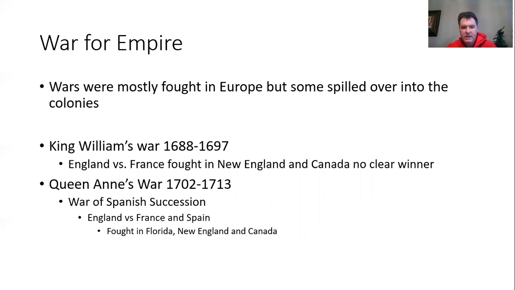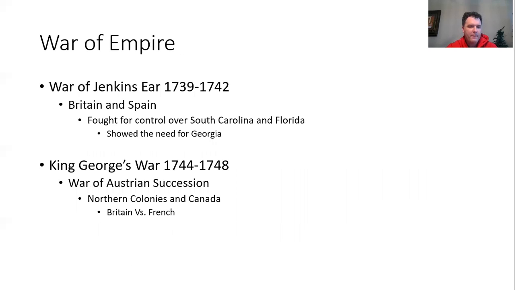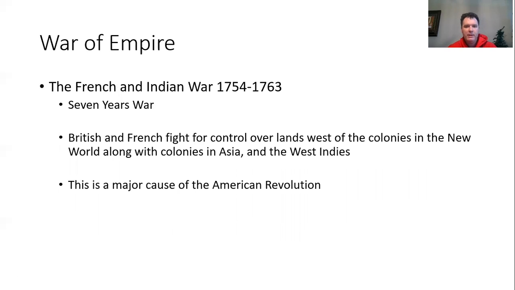And so the book talks about King William's War, in which we actually have conflict between the English and the French in the New World. And then you have Queen Anne's War, or the War for Spanish Succession, which England fights France and Spain. And they fight in Spain and Florida and the New World and Canada. And this is where the pirates actually kind of get started during this time frame, but whatever, that's kind of neither here nor there.